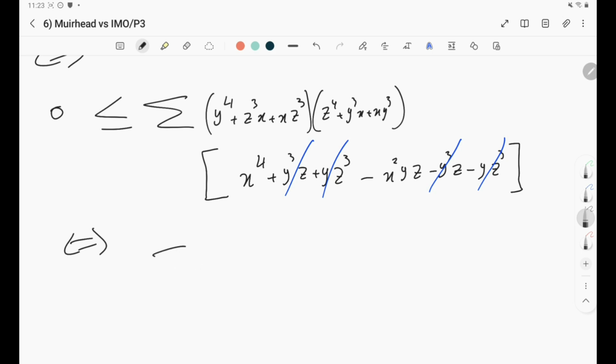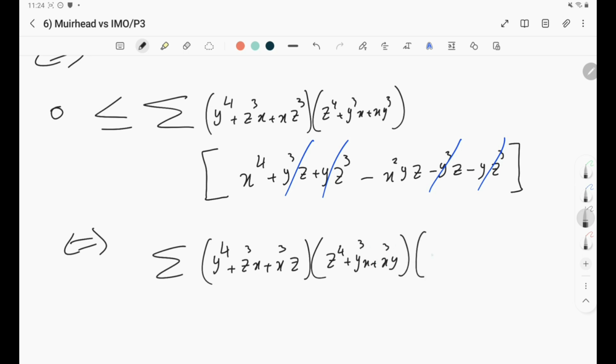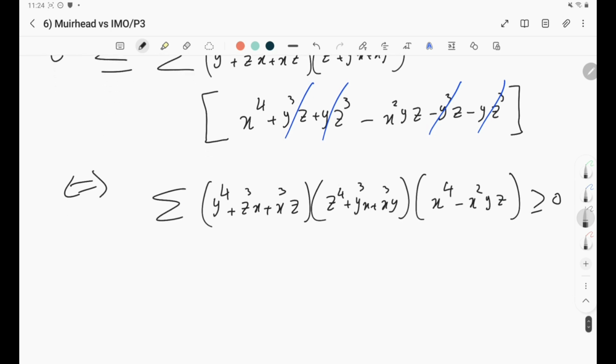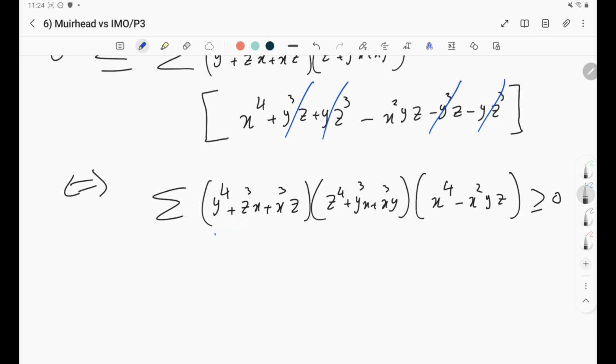Actually, I prefer to make it like this. Let me just flip here. Instead of having all of that, we just have x to the 4 minus x squared yz. That's it. Now we just need to show that this thing is greater than 0. Notice that this is much easier. Look here, 3, 3, 2. So now it's actually not 27, but 18. And then we just have a sigma. So this is actually doable.